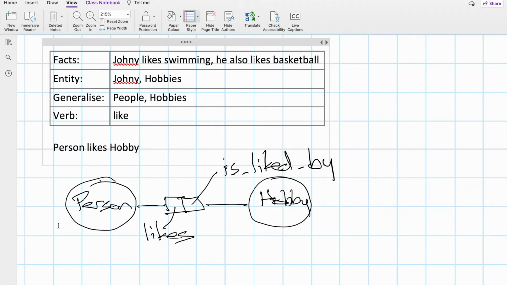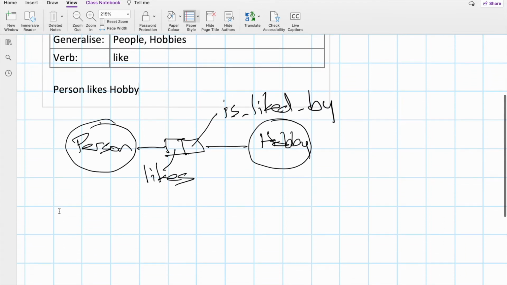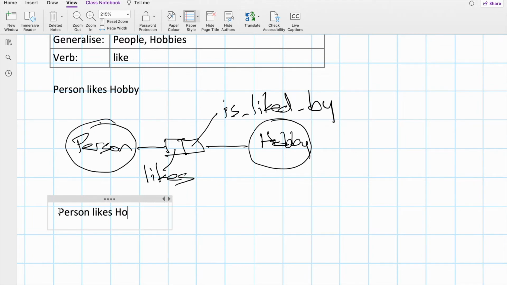All right, so how do we deal with that? Nice and easy. I'm going to write that sentence again. This person likes hobby. Now I need to look for a unique identifier for the two entities. We've just said that we're going to use an ID number, so I'm just going to put in brackets after it ID.